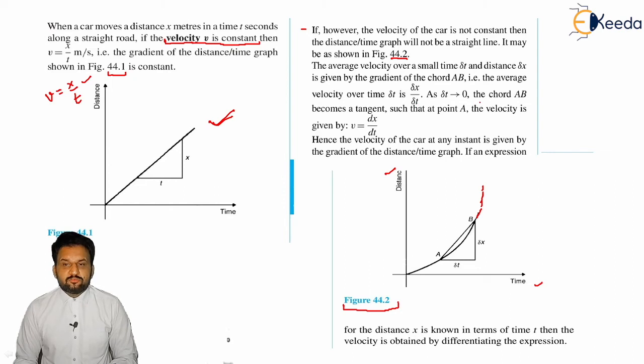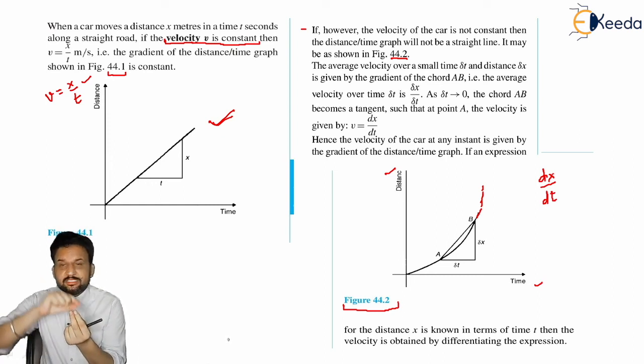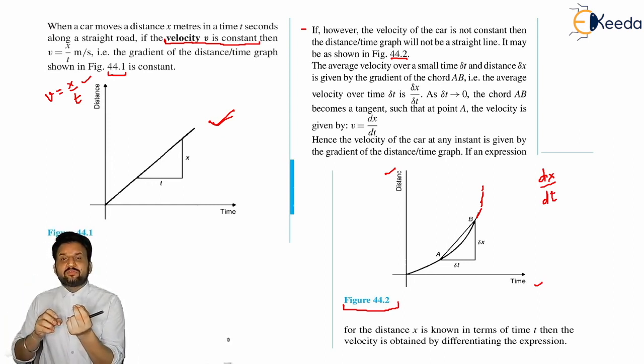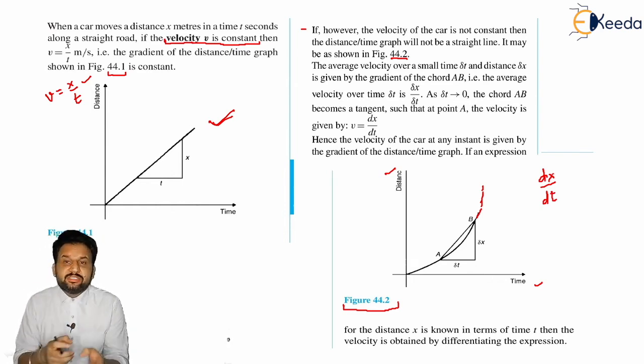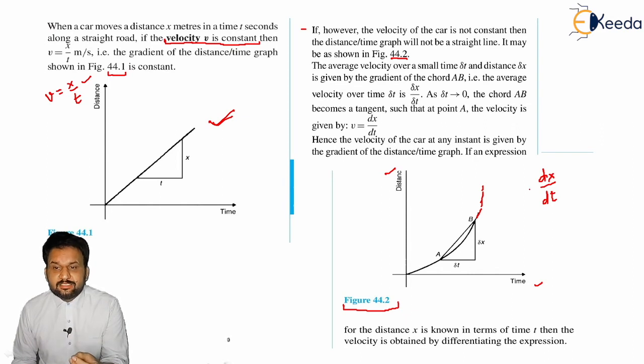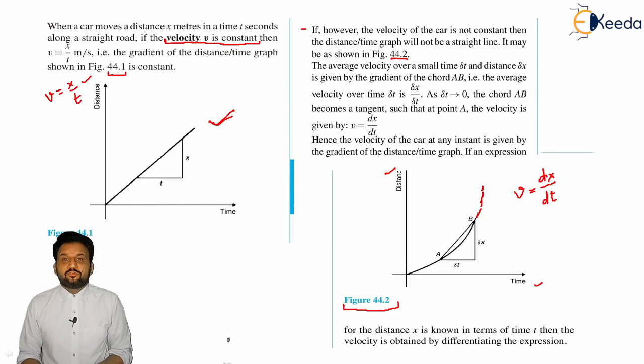As delta t tends to 0, the chord AB becomes a tangent at the point A, and the velocity is given by v is equal to dx by dt. Here you can see that dx by dt, the rate of change of x with respect to time, is known as velocity. That's why dx by dt is equal to v.